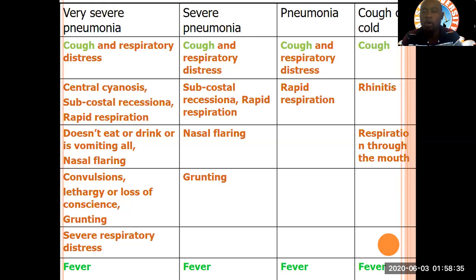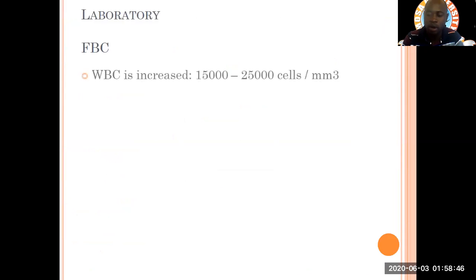In cold and cough, which we said subsides on its own, you find that there will be rhinitis and respiration through the mouth, which means here they'll be breathing using the mouth.